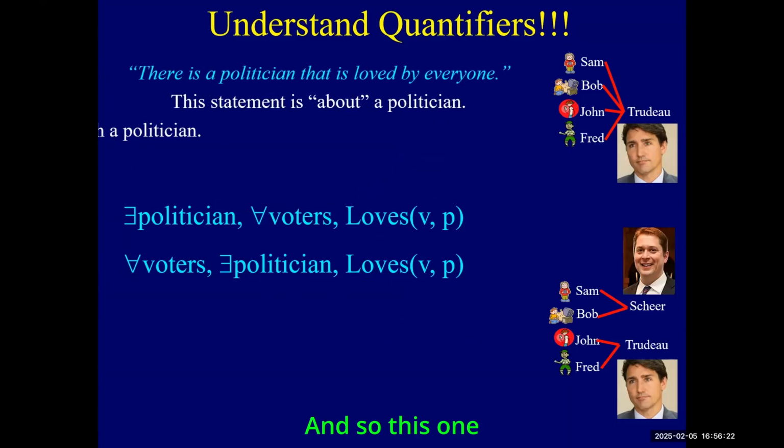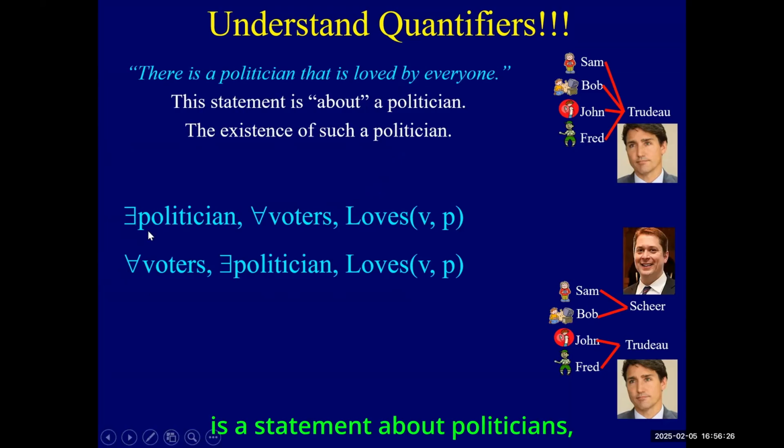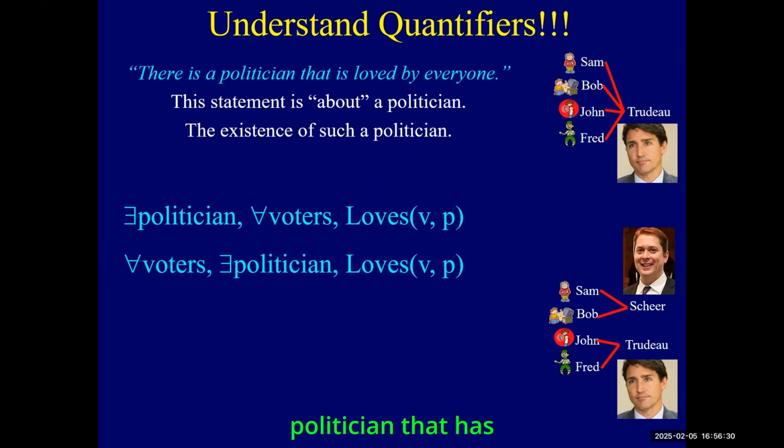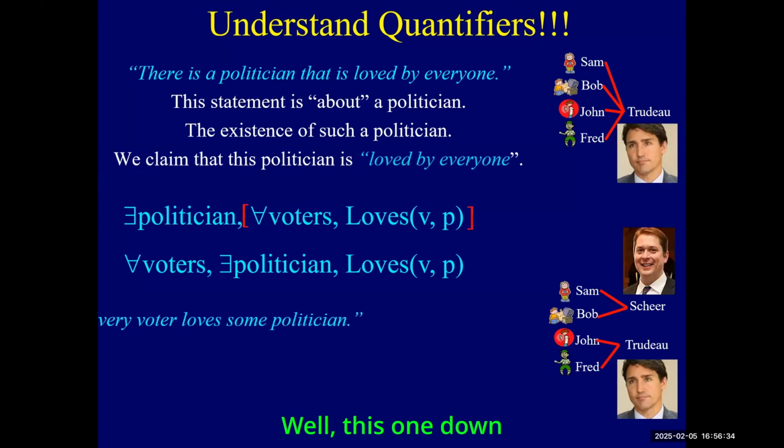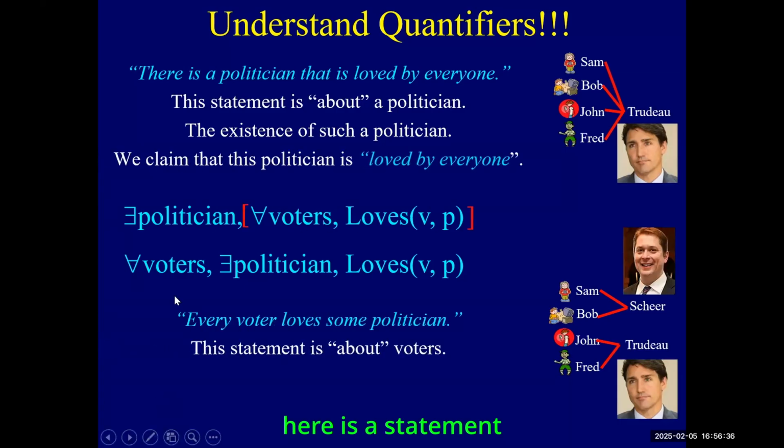So this one is a statement about politicians, right? It says there is a politician that has the property that he's loved by everybody or she's loved by everybody. Well, this one down here is a statement about voters, right? It says every voter has the property that they love somebody, right? Which probably isn't true, right? I'm sure there are people out there who don't love anybody. Are people following this?